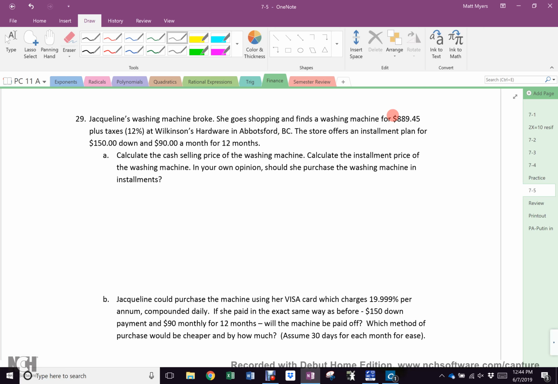Anyway, here we go. So what are our options? She could buy the machine. Right? What's her second option? She could do the installment plan. If she buys the machine, how much does it cost? $889.45 times 1.12. Why? What's this? What's this right here?